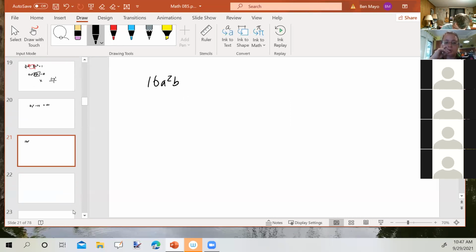16a squared b cubed plus 8a cubed b to the 4th minus 17ab squared. What's the degree of this polynomial? 7. We hadn't covered this yet. Good job. So if a single term has more than one variable in it, you add up all the exponents. So this term is 5th degree.